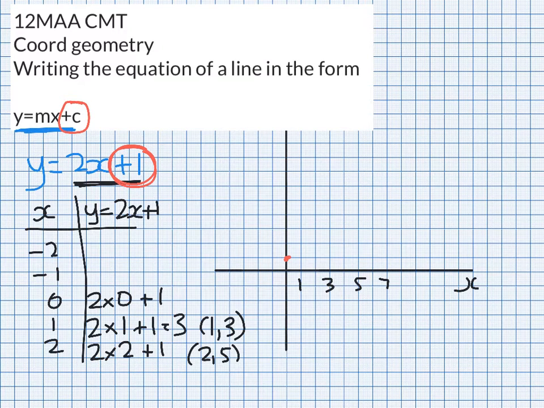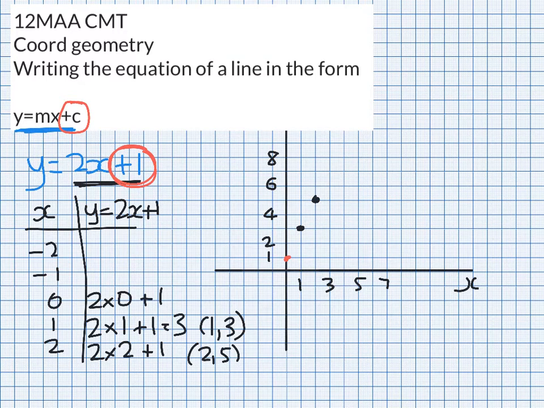Right, so we can plot a point up here. It's rather unconventional ordering, but that's okay. Let's put our points on. So we've got 1, 3 sits here, and the next point is at 2, 5.